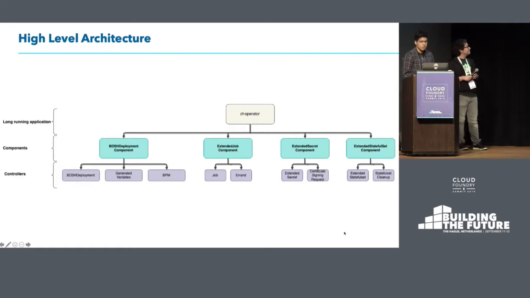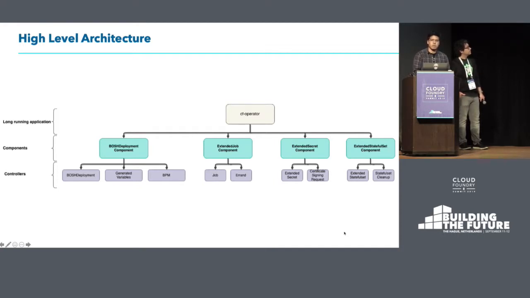Yeah, so this is a high-level diagram of the CF operator and its interactions with the 9 controllers we have. So we came up with a concept of components. We want each component to host a set of controllers. This will help us to simplify the explanation. In general, we have 4 components: the BOSH deployment component, the extended job component, the extended secret component, and the extended stateful set component. Now I will try to do a deep dive into each of the components, explaining all the controllers and the flow between each of them.